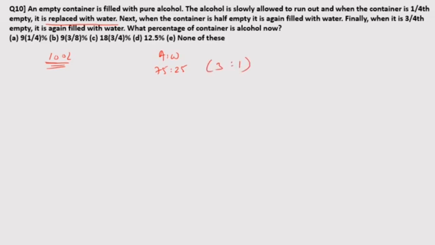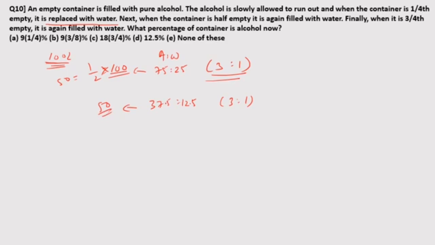Now next, when the container is half empty, here the capacity of the container is 100. Half empty means half of 100, that is 50. When it is 50, the ratio will still be 3:1. When I remove something, the ratio does not change. So 37.5 will be alcohol and 12.5 will be water, right? Here again the ratio is 3:1, this is maintained, and after removing 50 liters I am left with 50 liters.